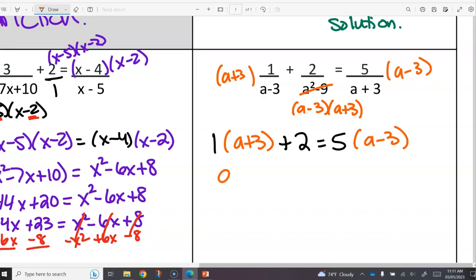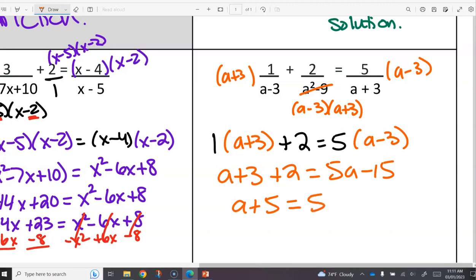This becomes just a plus 3. We still have plus 2. This side becomes 5a minus 15. This is nice, right? There's no a squared. There's no factoring. It's nice to take a breather. 3 plus 2, that gives me a plus 5. This side is still 5a minus 15.